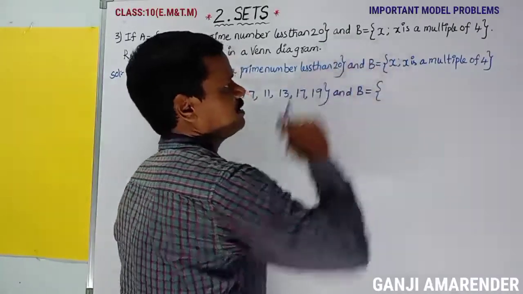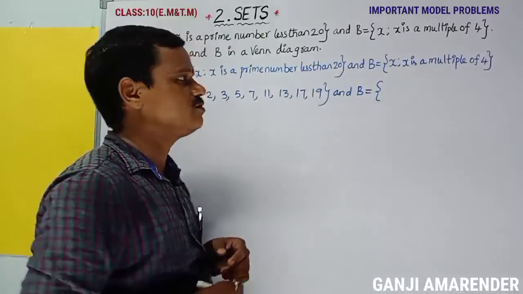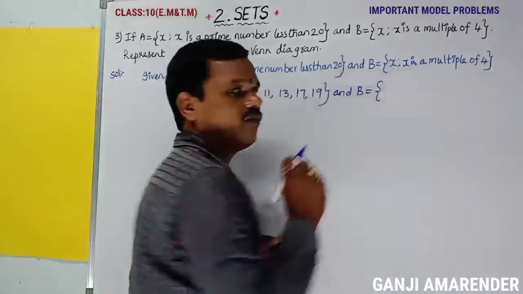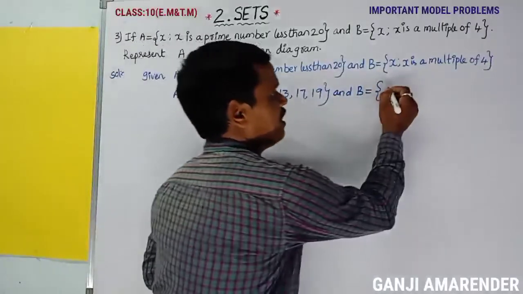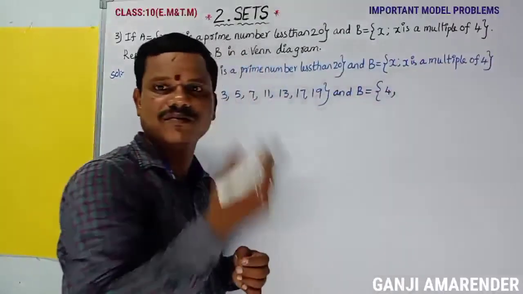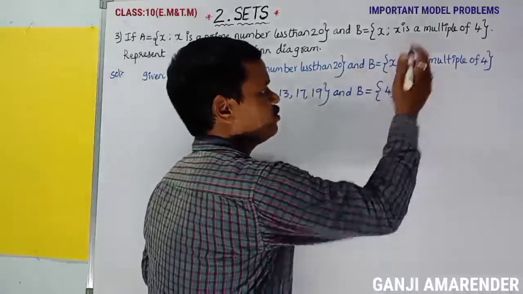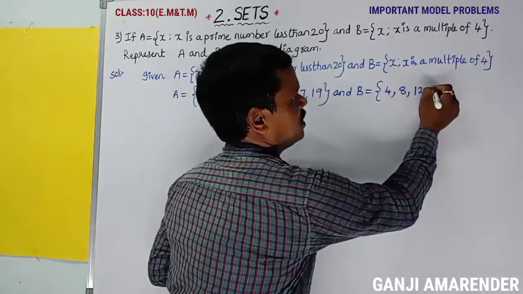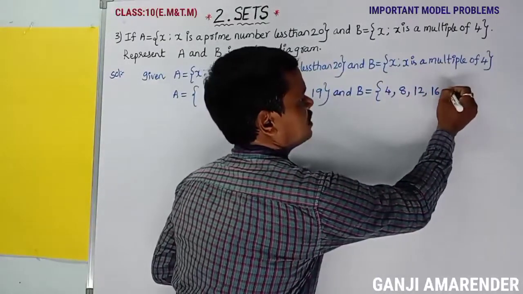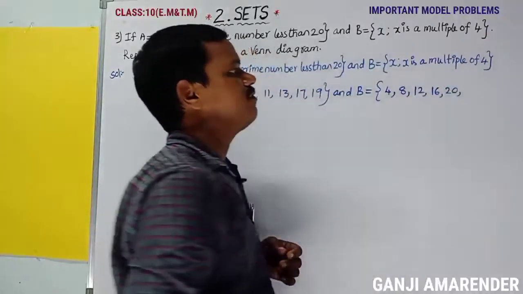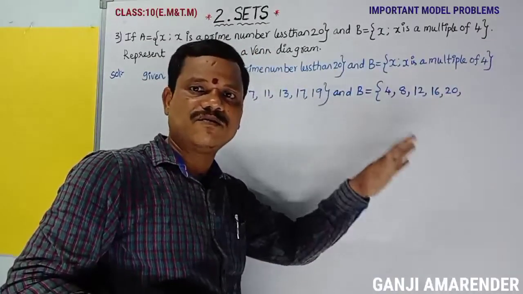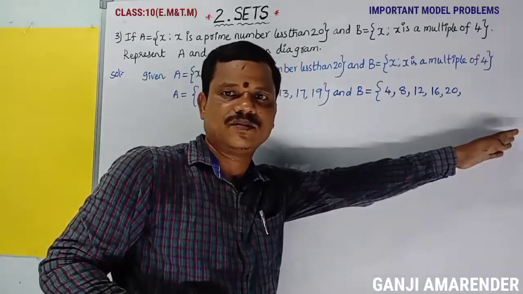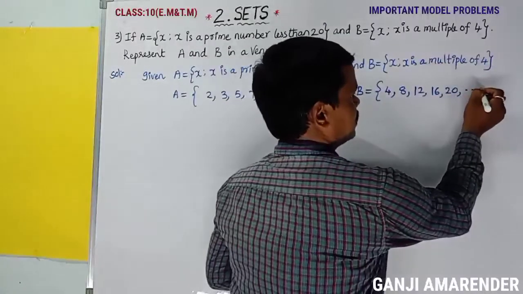And set B, roster form is x such that x is a multiple of 4. Multiples of 4 means 4, 8, 12. Multiply 4 with natural numbers. 4 1s are 4, first multiple of 4. 4 2s are 8, second multiple. 4 3s are 12. 4 4s are 16. 4 5s are 20. x such that x is a multiple of 4 is an infinite set.